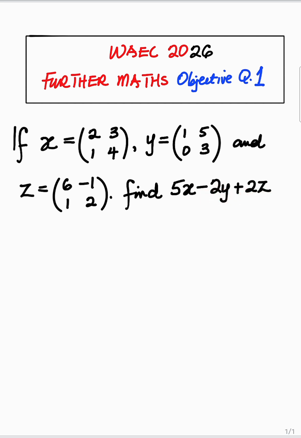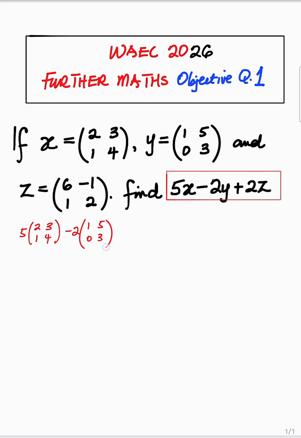So how do you go about it? This is just easy. All you need to do here is to take cognizance of this. So this implies 5 times the matrix of x, which is 2, 3, 1, 4, minus 2 times the matrix of y, which is 1, 5, 0, 3, plus 2 times the matrix of z, which is 6, negative 1, 1, and 2.